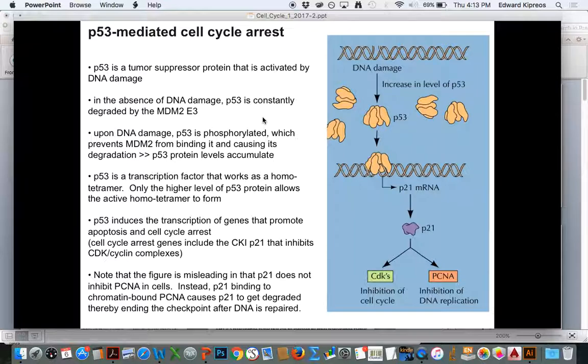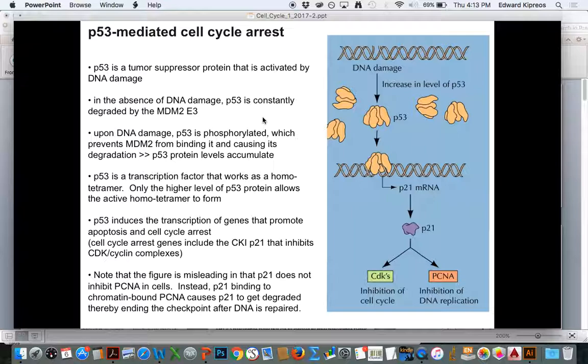Okay. All right, so now we're going to talk really briefly about checkpoints. Checkpoints are when something bad happens to the cell, and the cell is going to stop the cell cycle, fix it, and then go on. So there are different checkpoints. We'll talk about some other ones later.